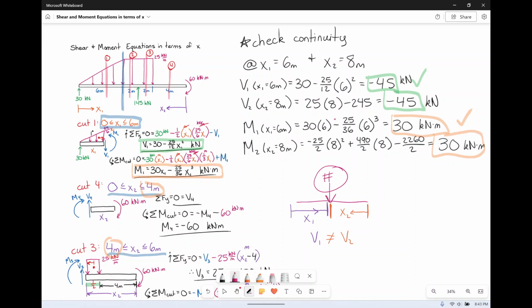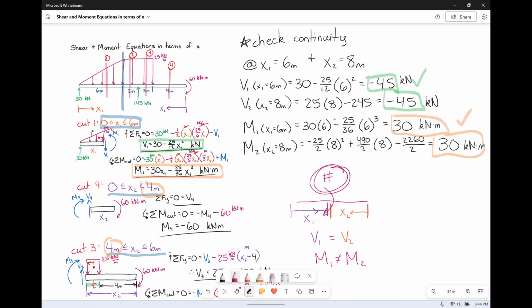And the same thing's going to go for a point moment. Your shears will match up. So if this guy here was a point moment instead, your shears would be the same, but your moments would not be the same. And they would be off by, again, this value.